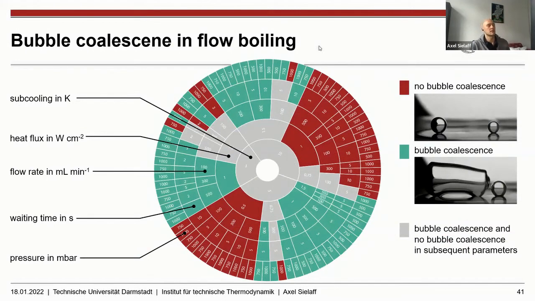This can also be seen on this graph, where for the bubble coalescence, SPC performed this evaluation. They looked at whether a bubble in the shear flow case has coalescence or not. And then they sorted it by the different parameters in a way that we get large areas of the same color, where a green color means that we have coalescence in this case and in all subsequent cases, red means that we don't have coalescence in this case and in all subsequent cases, and gray means that we have both in the subsequent cases. If you want to arrange this in a way that you have large blocks of the same color, you have this order of significance: subcooling, heat flux, flow rate, waiting time, and pressure.